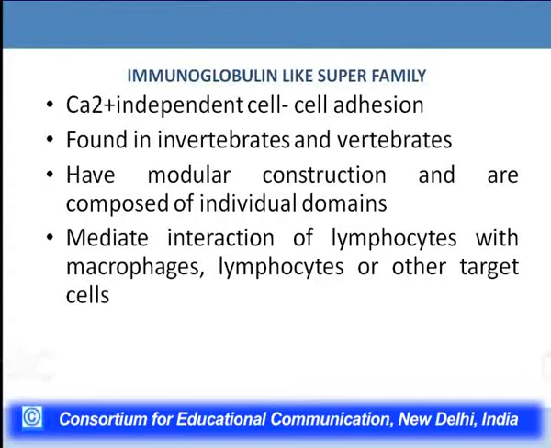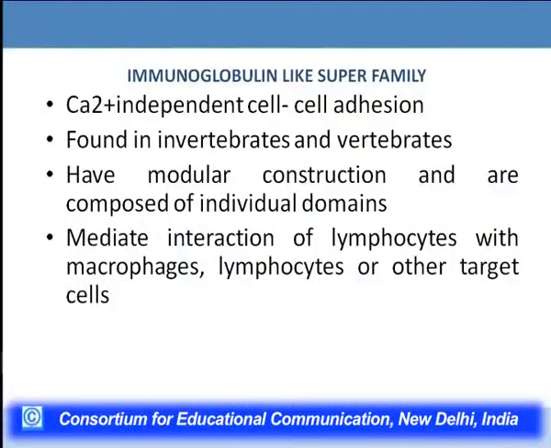Now, this particular protein family is found in both invertebrates as well as vertebrates. So it tells us that this might be the origin of the immunoglobulin family. That initial function of this particular family might have been joining of various types of cells together, and later on it might have acquired the function of protecting an organism from other types of organism through immune system.